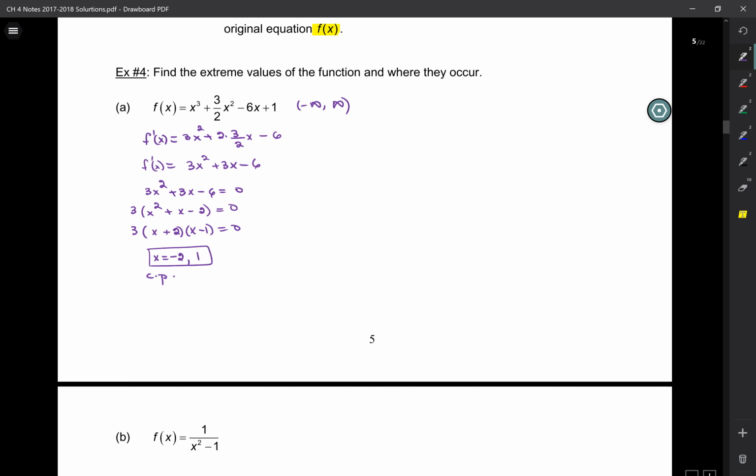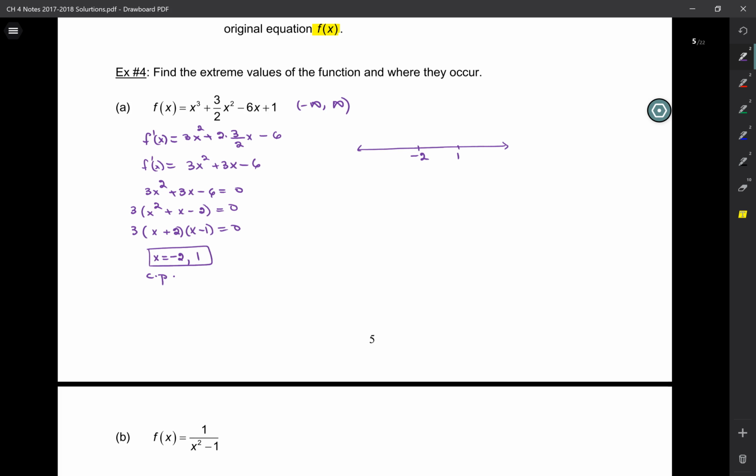Okay, now, what was the next step? Number 1. Create a number line. So let's create a number line. And it says to put any endpoints. Are there endpoints in this problem? No. So we just put in negative 2 and 1. Sometimes they will give you the endpoint. So let's say they would say f of x blah blah blah over the interval negative 3 to 6 or whatever.